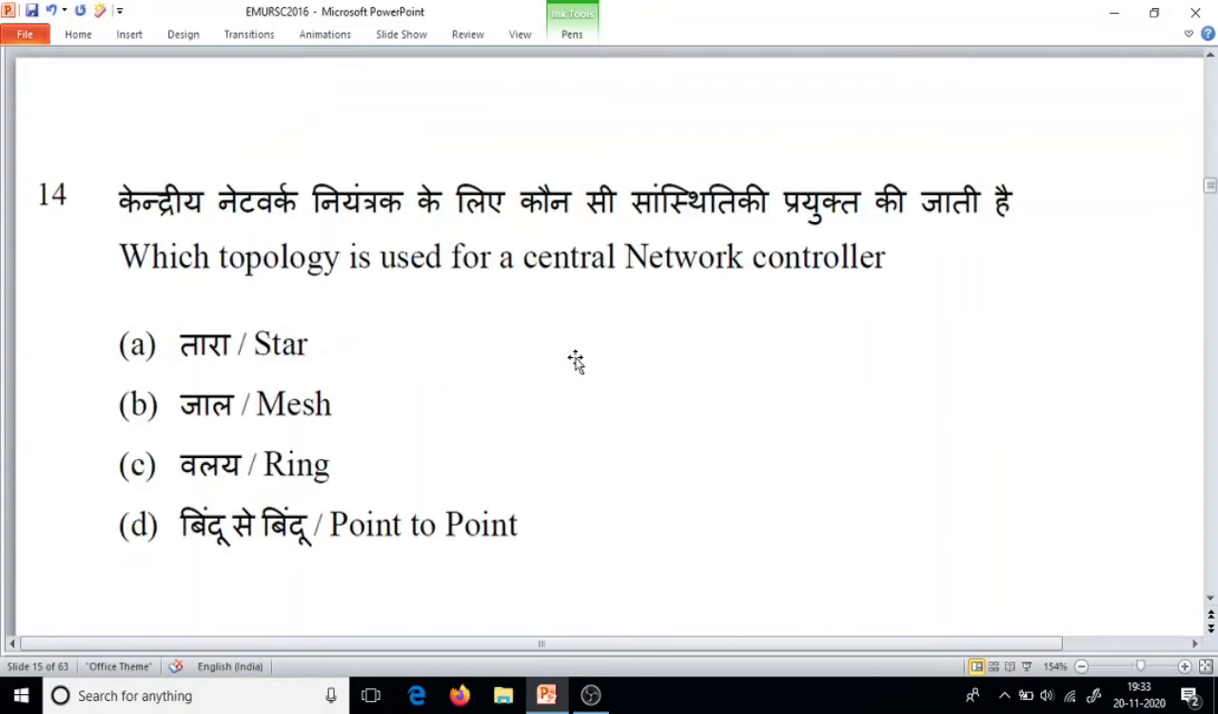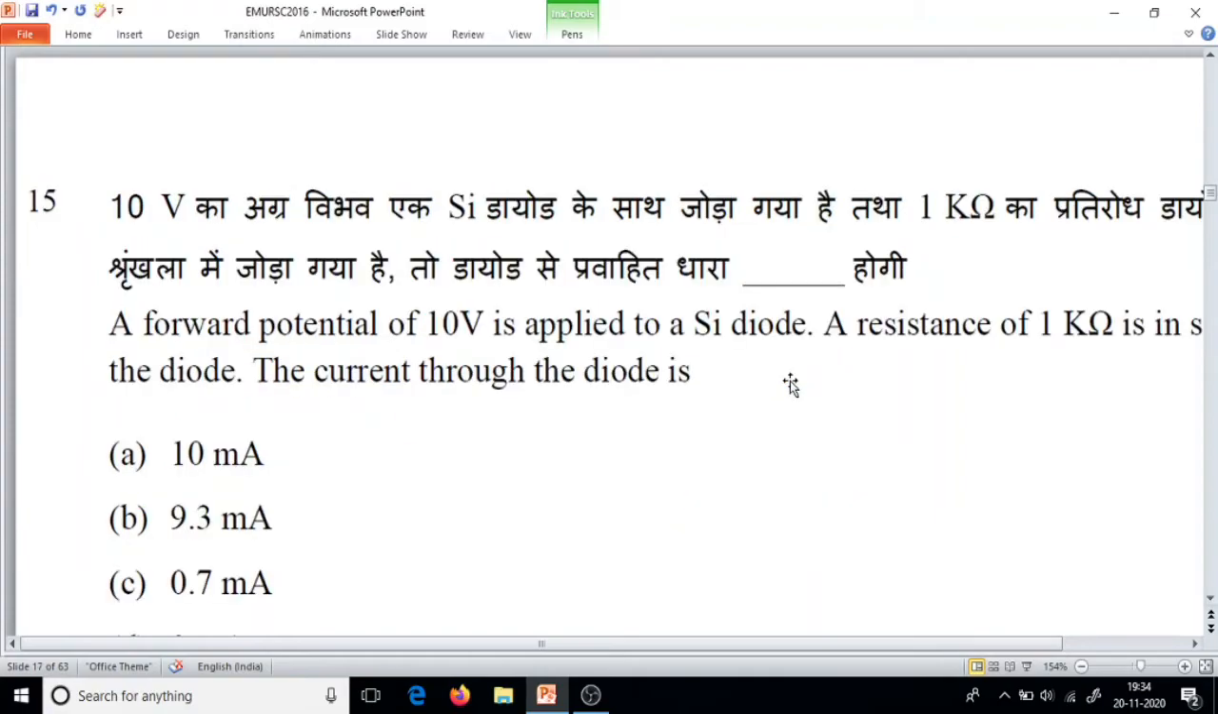Okay. Question number 14. Which topology is used for a central network controller? For a central network controller, star topology is used. That is, from a center it will connect to different nodes. That is what? Star network. Question number 15.